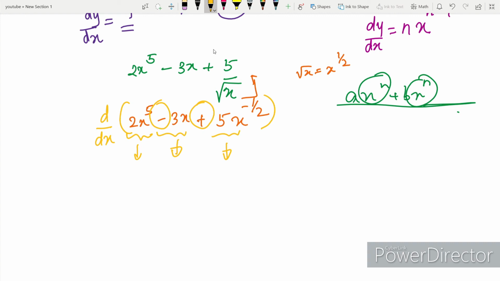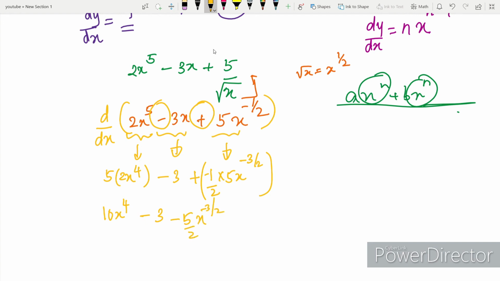So if you differentiate this part, it will be 5 into 2x to the power 4. Yeah, and here minus 3 because it's x, and plus here you bring minus half into 5x, and minus half minus 1 would be minus 3 over 2. Yeah, and this would be 10x to the power 4 minus 3 minus 5 over 2 x to the power minus 3 over 2. So this is the differentiated function.